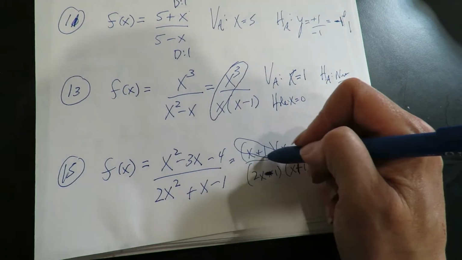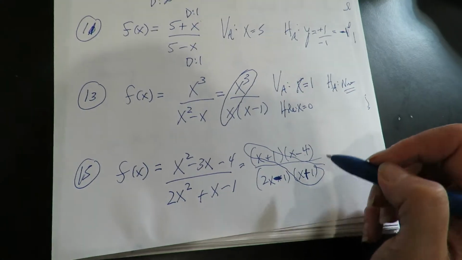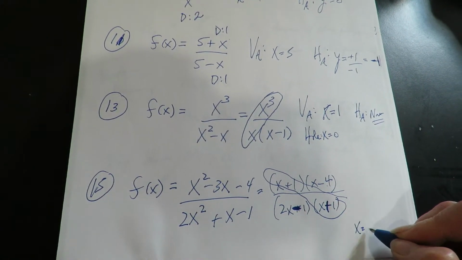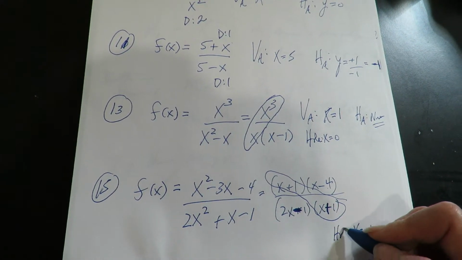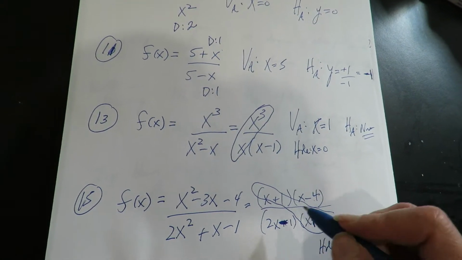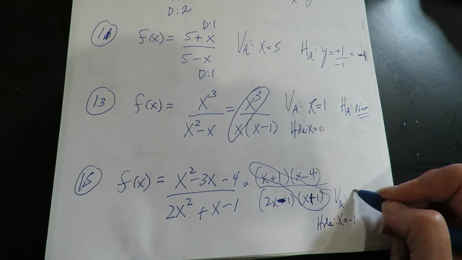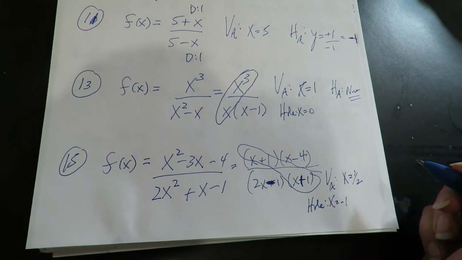Alright, now this one also has common factors, and again, common factors make an indeterminate form, it makes a hole. So at x equals negative 1, this is actually a hole. The VA is only going to occur when this part equals 0, which is when x equals a half.